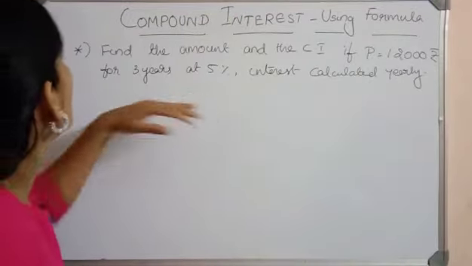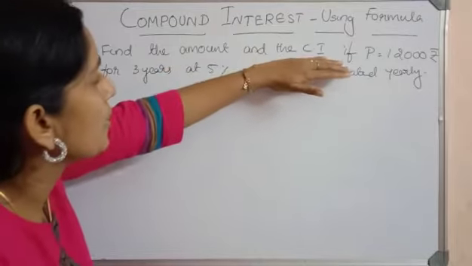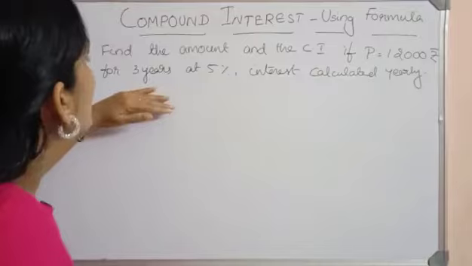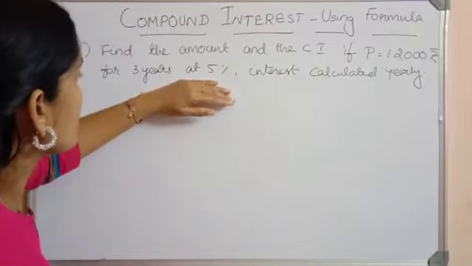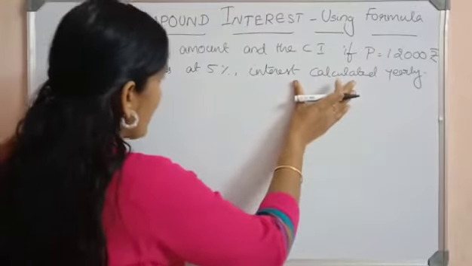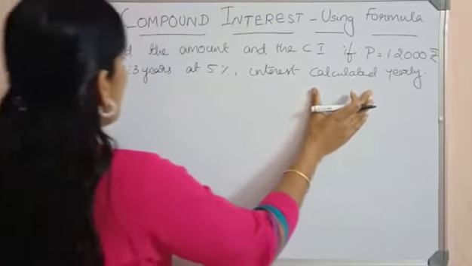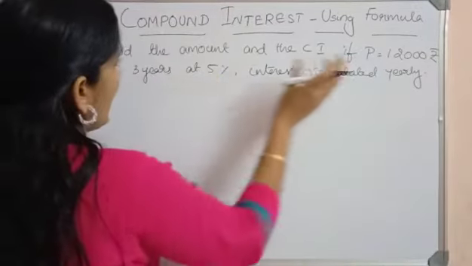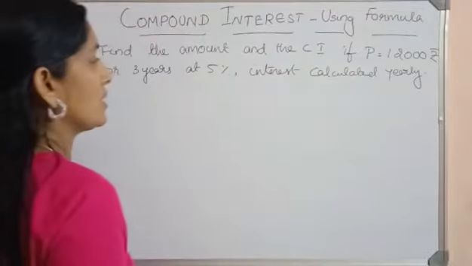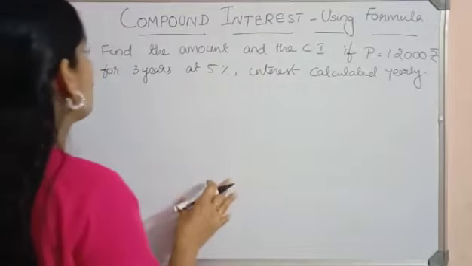Consider a question. Find the amount and the compound interest if the principal is 12,000 rupees for 3 years at 5% rate of interest, and the interest is calculated yearly. So when the interest is compounded yearly, what is the amount received at the end of 3 years and the compound interest for 3 years? That is what we have to find.